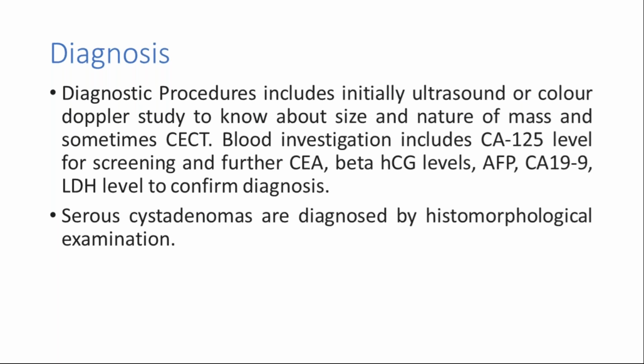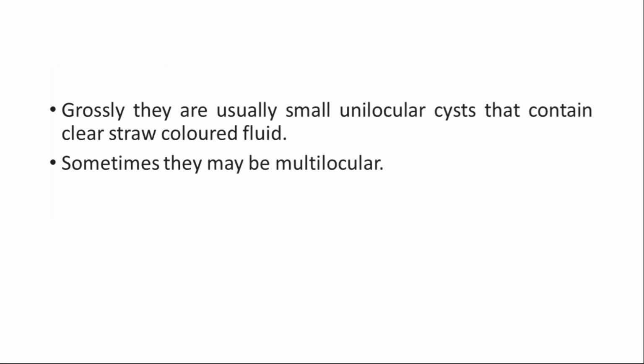Blood investigations include CA-125 levels for screening. CA-125 levels increase in malignancy, and further CEA, beta HCG levels, alpha fetoprotein, CA-19-9 and LDH levels are done to confirm the diagnosis. Serous cystadenomas are diagnosed by histomorphological examination. As they are benign, all the blood investigations will be at normal levels. So we will diagnose serous cystadenoma by histomorphological examination.